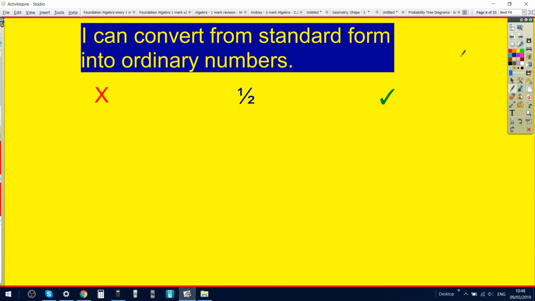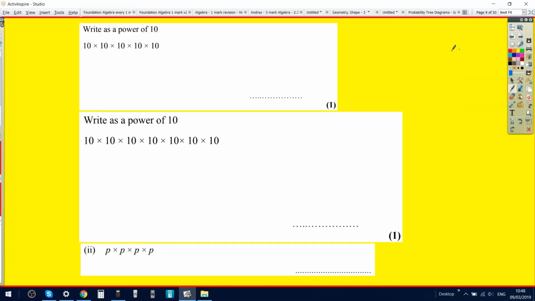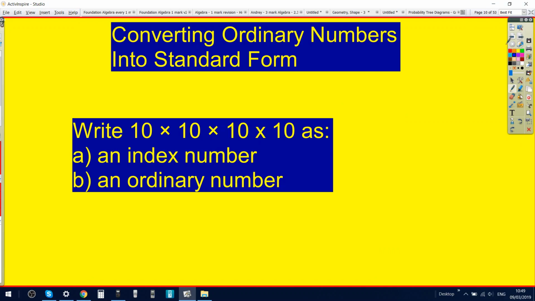Okay. Standard form into ordinary numbers. Tick. First one. Would that be 10 to the power of 5? Yeah, fine. This as an index number, as an ordinary number, I think it'll be fine.